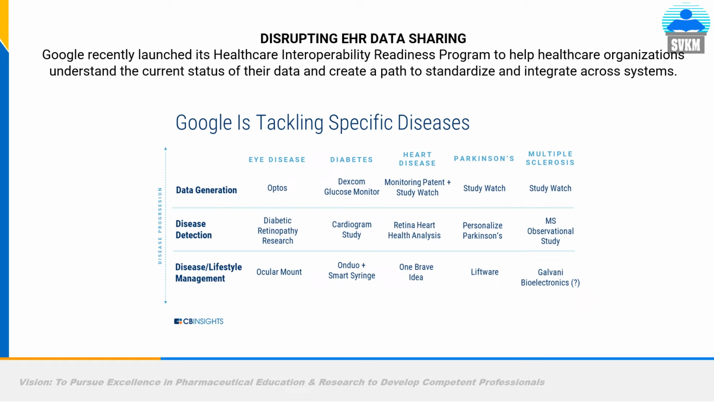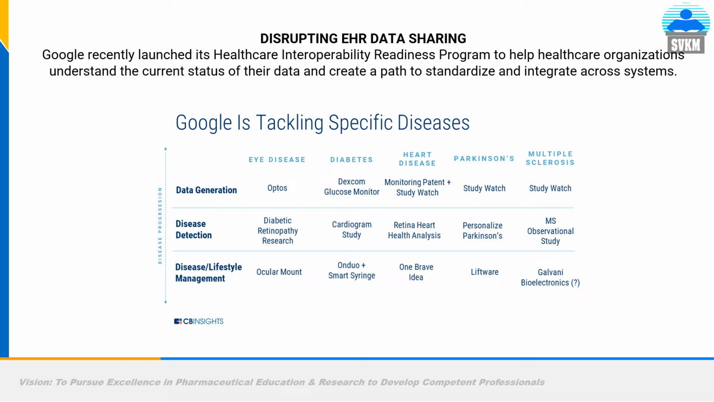So Google is, this image I have taken from CB Insights, famous for original research-driven infographics. So here you can see what type of analysis Google is doing for eye diseases, diabetes, heart disease, Parkinson's and multiple sclerosis. Different types of AI platforms they are using. Google recently launched its healthcare interoperability readiness program to help healthcare organizations understand the current status of their data and create a path to standardize and integrate across systems.